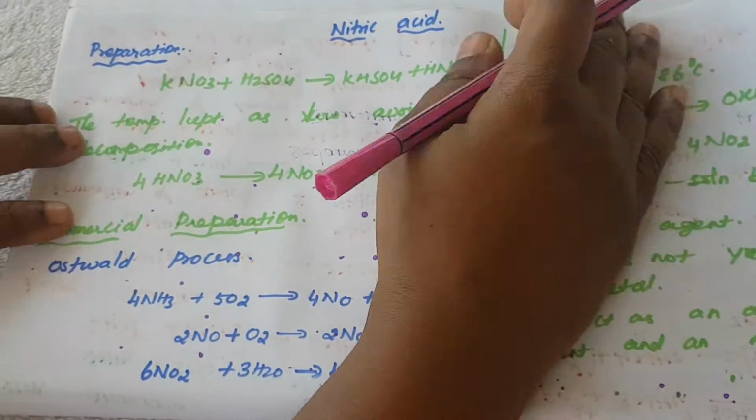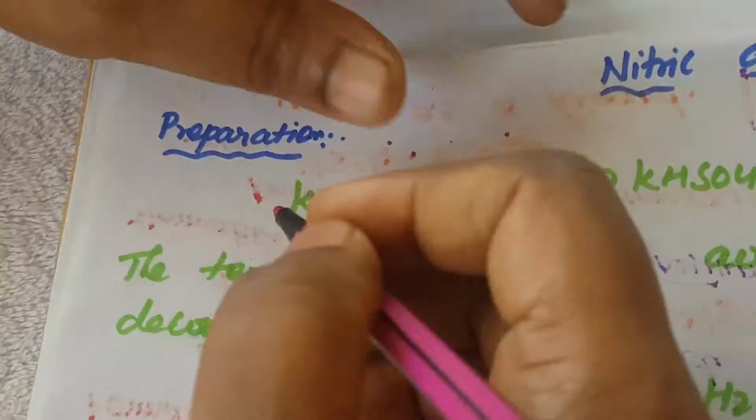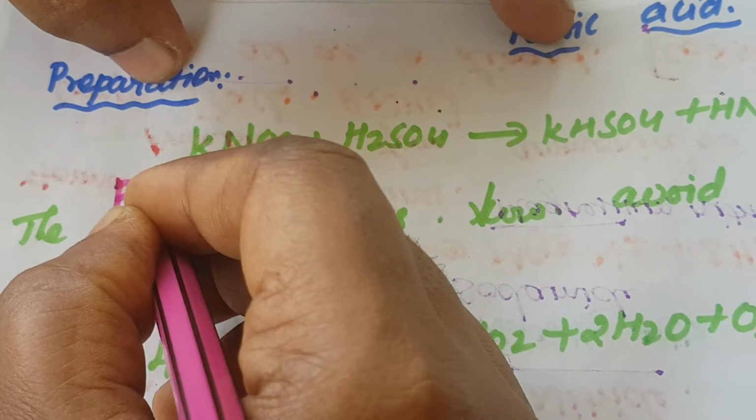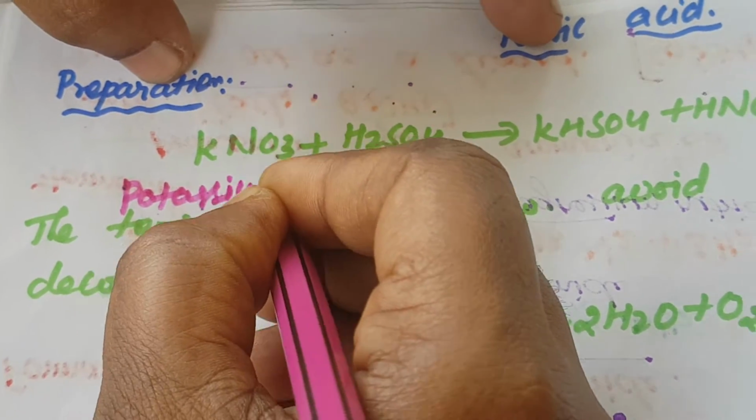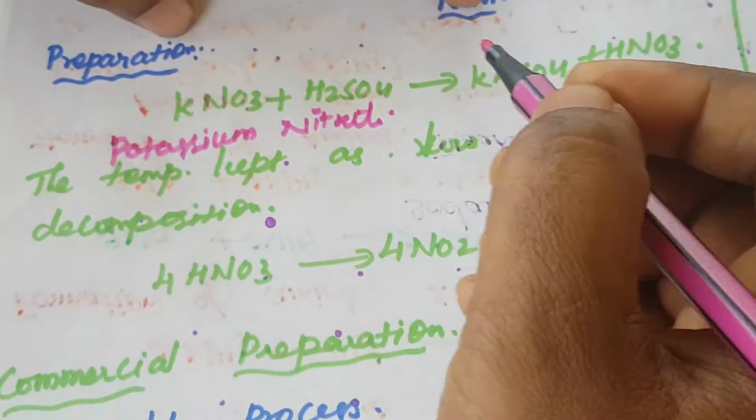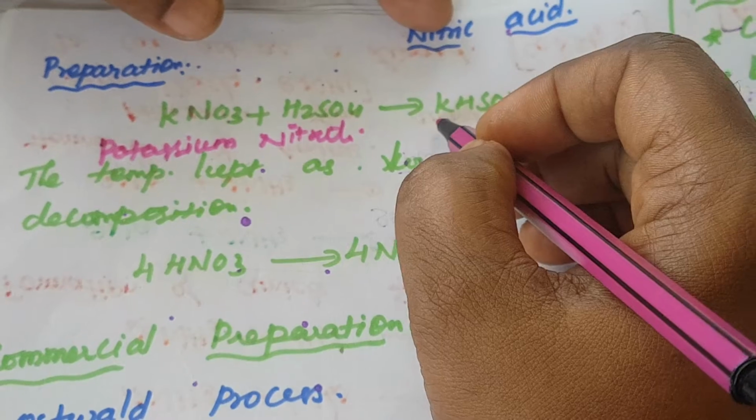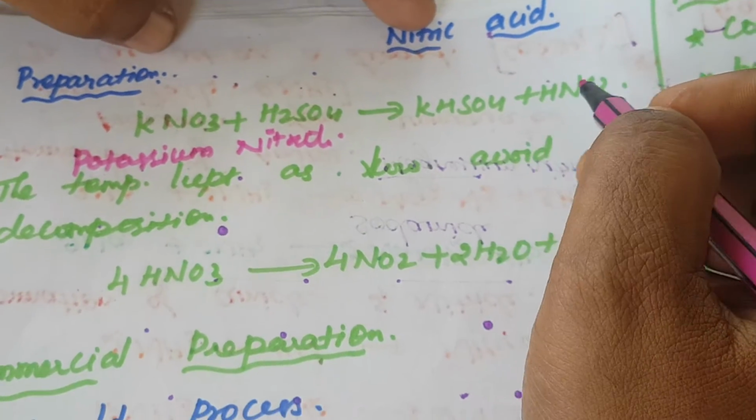How will nitric acid be prepared? From potassium nitrate or sodium nitrate. What is KNO3? That is potassium nitrate. Potassium nitrate reacts with concentrated sulfuric acid to form potassium bisulfate and nitric acid.